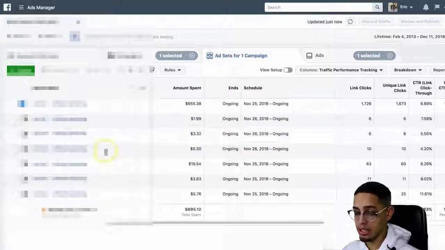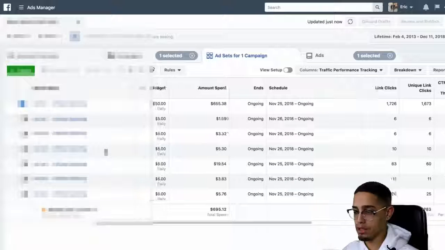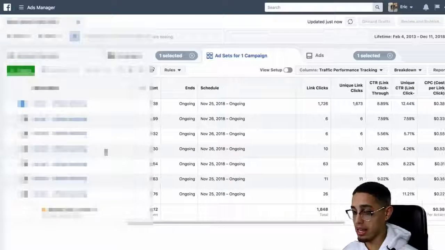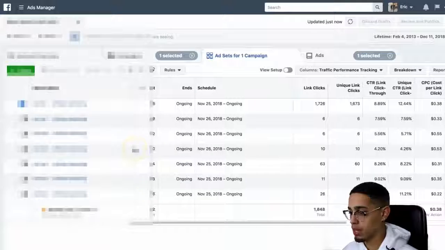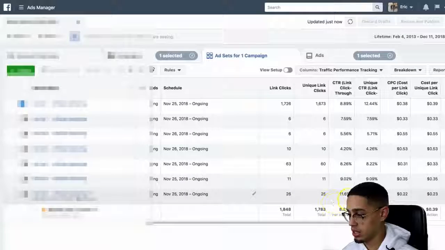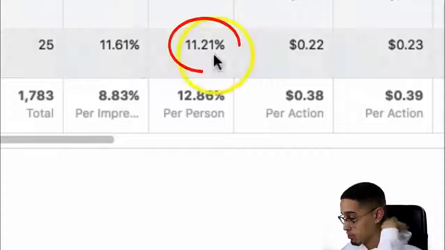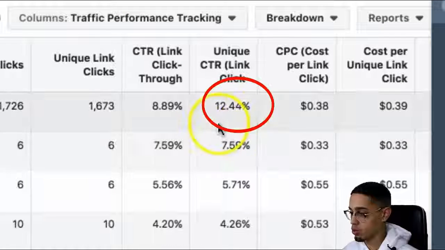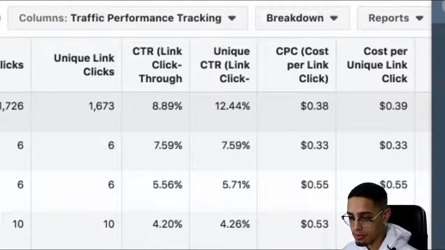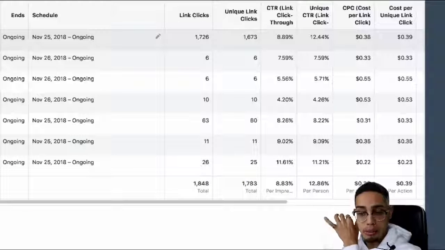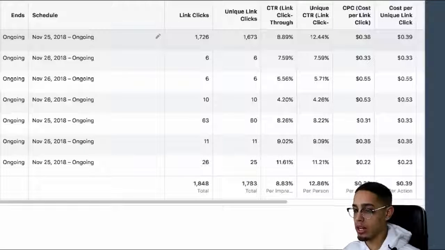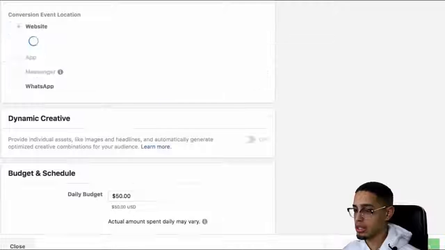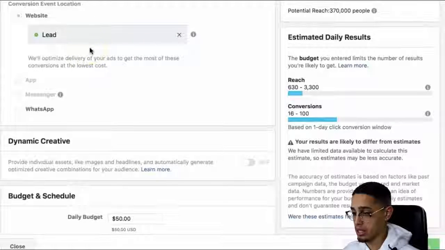Next, you want to split test your ad sets. Too many people don't split test their ad sets. I actually had way more ad sets than this, but out of this one, if we look at the conversions here, I have 11% was the closest one to this, but the winning ad set is currently at 12.44%. Now, I'm doing MMO, make money online. Once you go inside an ad set, you're going to break down this information.